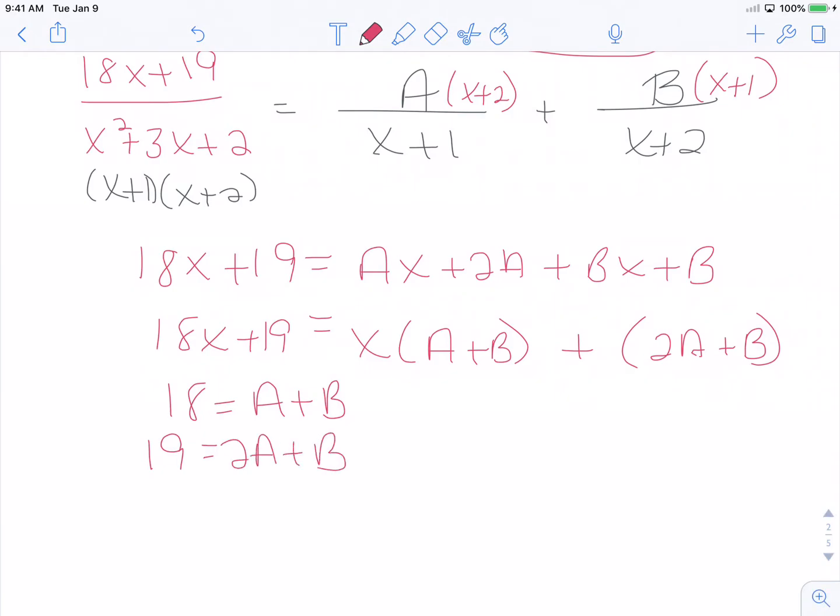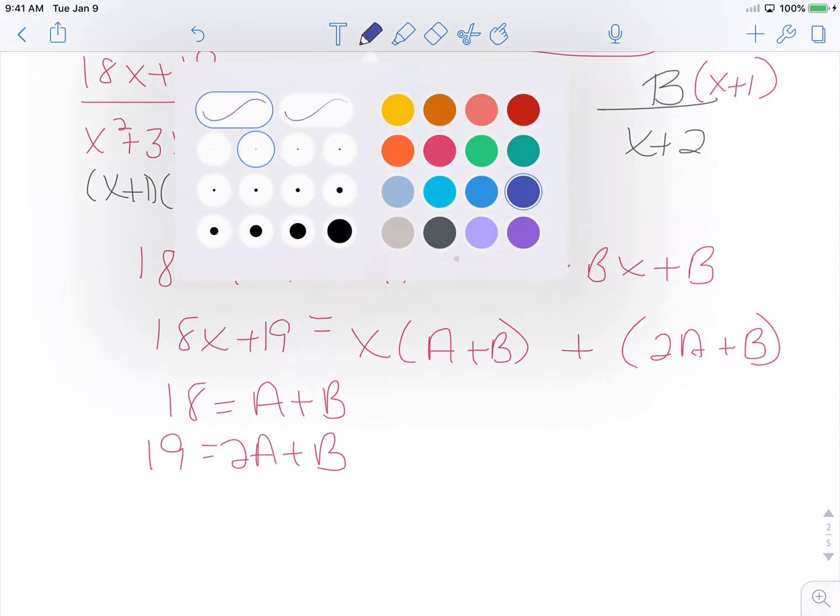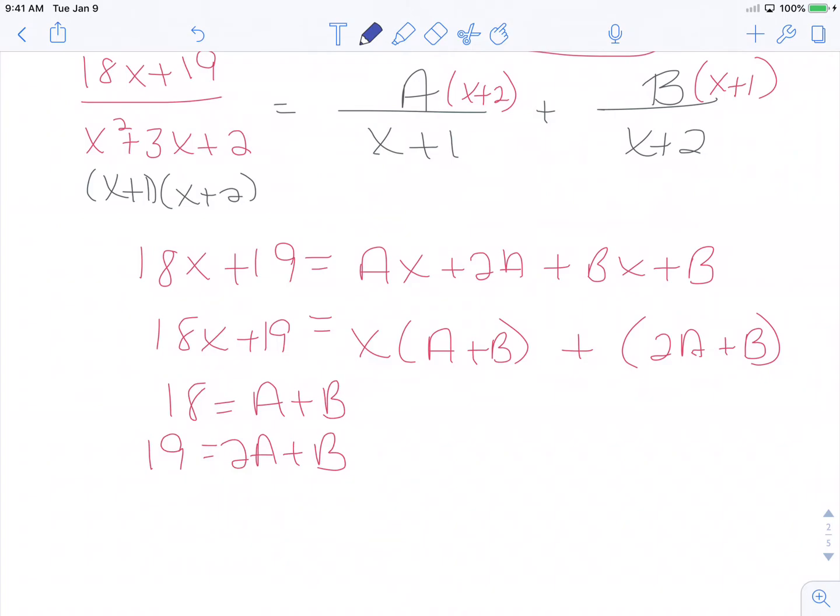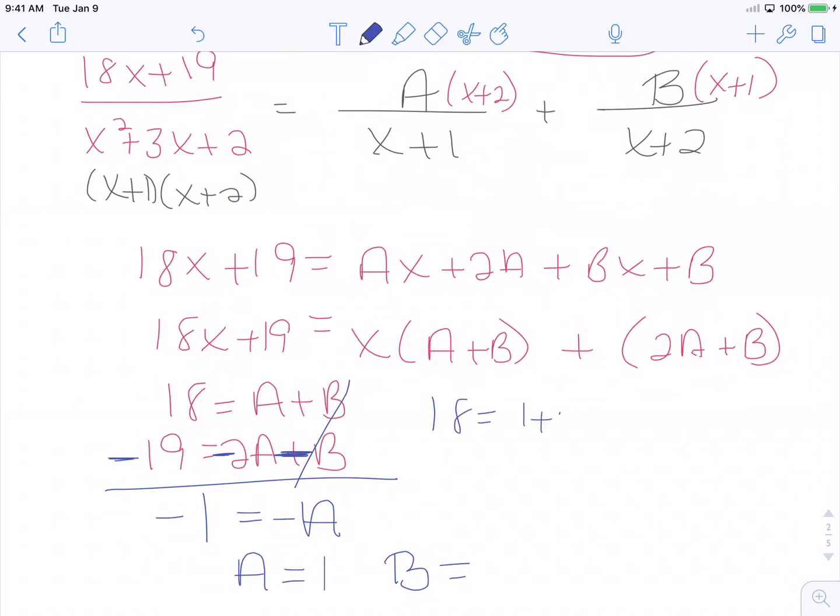So if I was looking at those two equations, if they both just have a b, b probably is easy to eliminate. So if I subtract this whole second equation and make it a negative 19, a negative 2a, and a negative b, then I would have negative 1 equals negative a, because the b's cancel, so a is just a positive 1. And then when you take that positive 1 and you plug it in for a, I now know that b is 17.